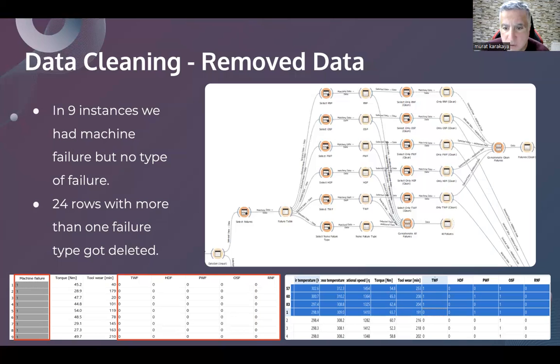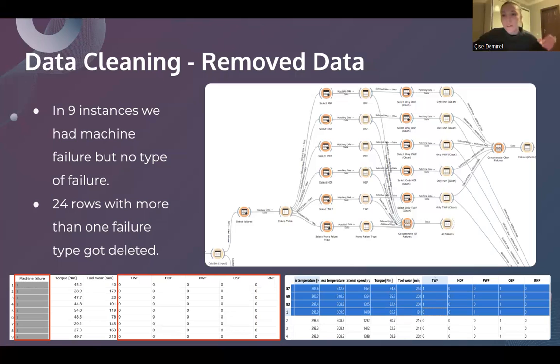So do you mean in the right side corner, right? Yes, right bottom. So these blue lines are examples for the 24 rows, right? Yeah, with more than one failure, just 4 of them. But why did you remove them? Still, I couldn't understand. Because you are going to predict if failure occurs or not, right? Yeah. You're going to predict the failure type as well.